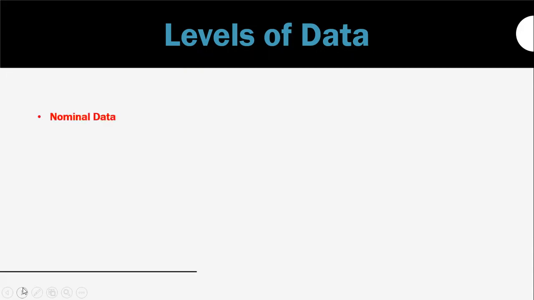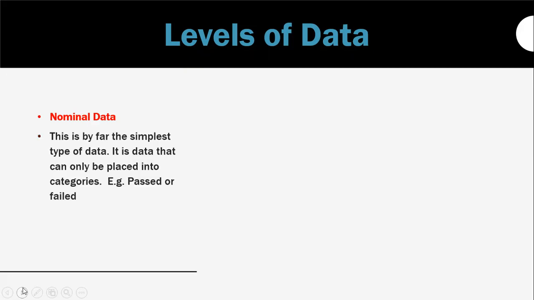So our first level of data is known as nominal data. Now, nominal data is the most simplest form of data that you can get. It can only be placed into categories. You either passed or failed your driving test. We don't have any other information. We don't have any scores, just that you passed or failed. Or whether you've got blue or green eyes, or you're tall or short.